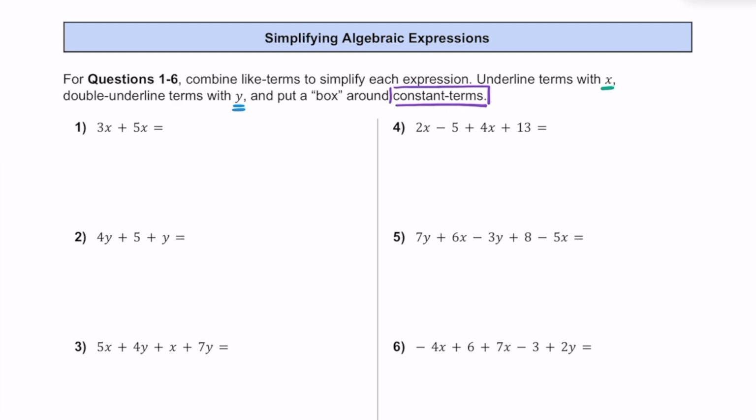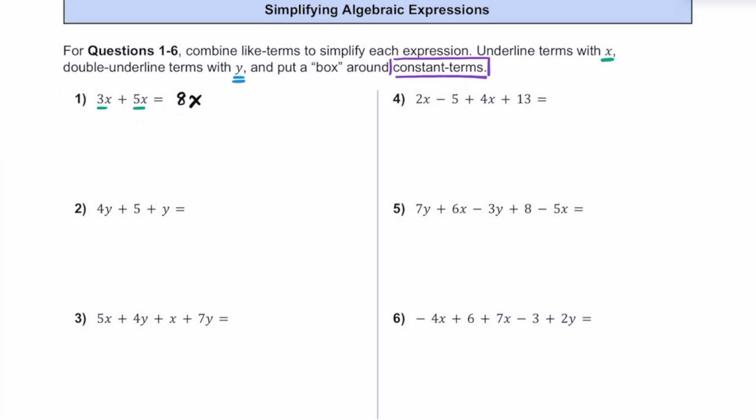For number 1, we have 3x plus 5x. So these are two terms. They both have x in them, so we can go ahead and combine these, right? So 3x plus 5x we can combine to make 8x. This would be the simplified version for this expression. All right, let's check out number 2.